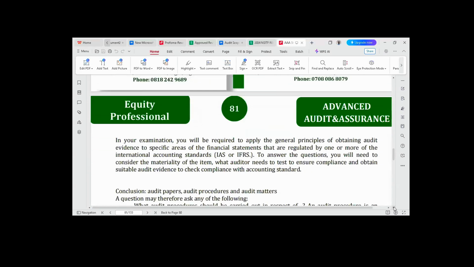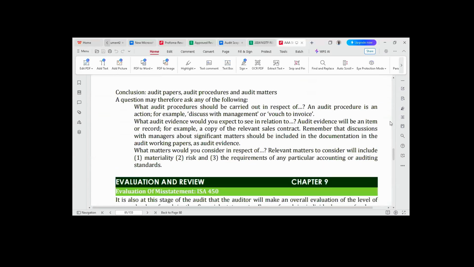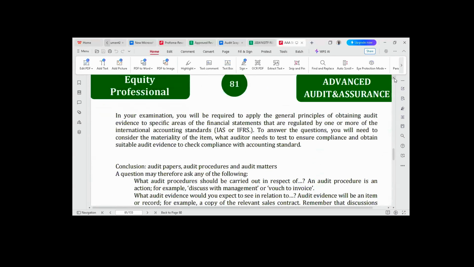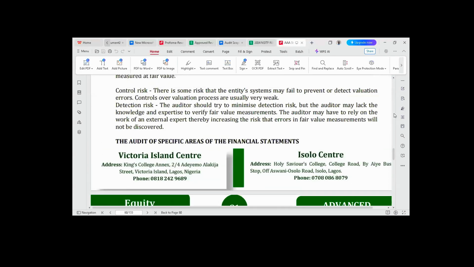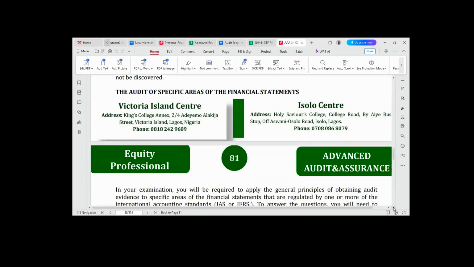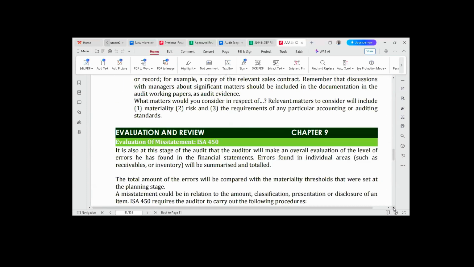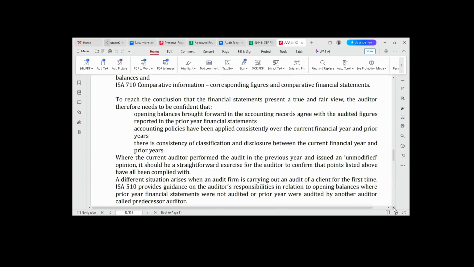So we go to the next area. Now, this next area, like I said, is the area that has to do with the audit of the specific area of financial statements. I think I said that I'm going to send a summarized note on this aspect. So I'm going to send that by the end of the month. We have looked at audit reporting, right? We looked at audit reporting last class.